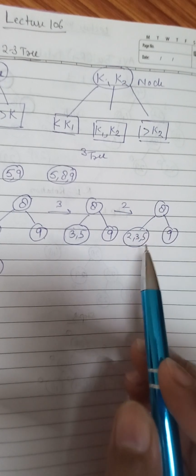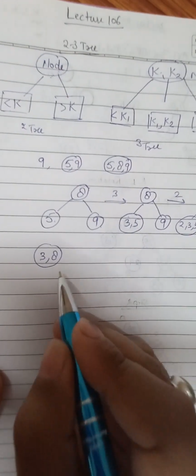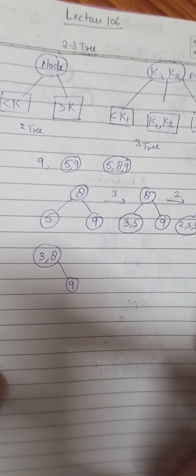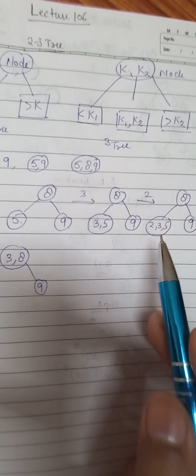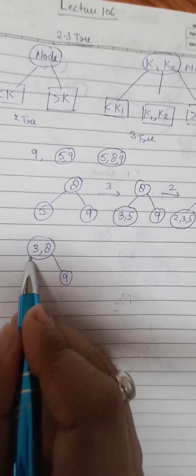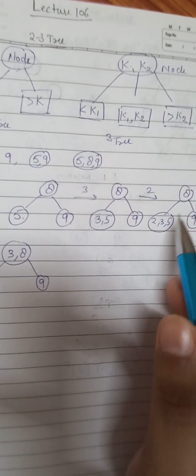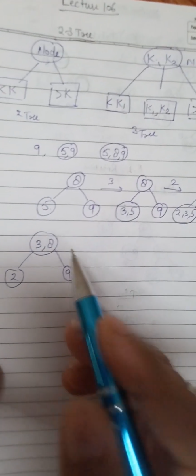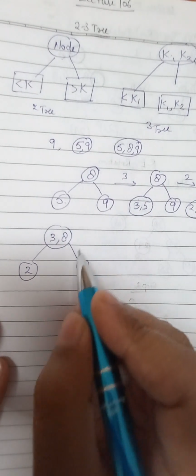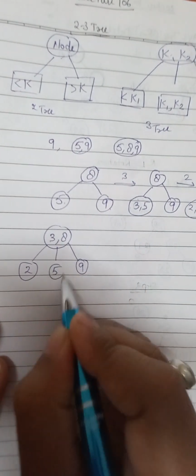So 3 will go up. 9 will remain the same as it is, so 9 will come on the right hand side. And 2 will come on the left hand side because 2 is less than 3. And 5 will come between 3 and 8. What will come? 5 will come. So like this we can do.